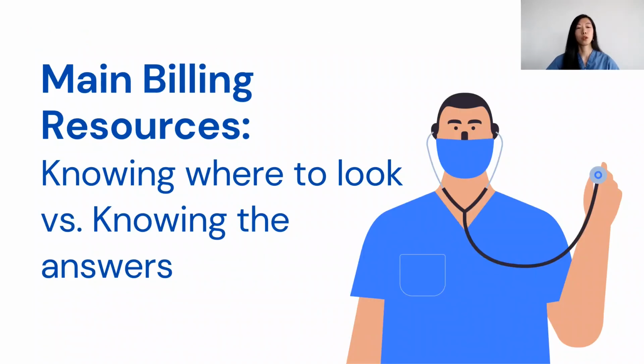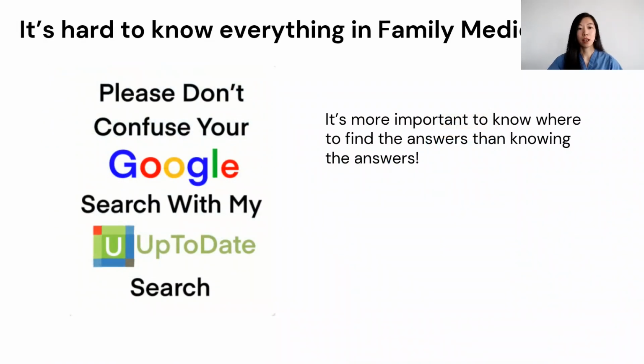So a lot of residents will ask me, okay, what are some main billing resources? And it's really important to know where to look versus knowing the billing codes off the top of your memory. The reason I say this is because as family medicine residents, we're only in residency for 2 years, and it's really hard to remember everything. We have so many exams, we have so much to know. So often with us, if we don't know something, we go on UpToDate to check it, right? So it's more important to know where to look than to know the exact answer for everything.